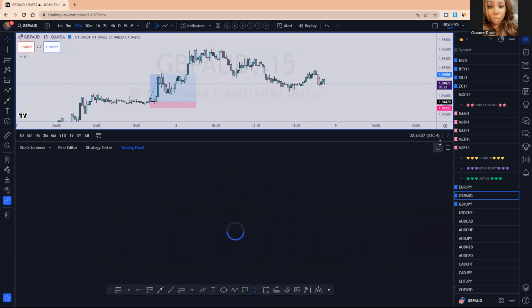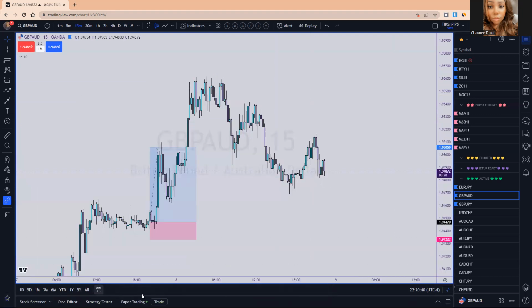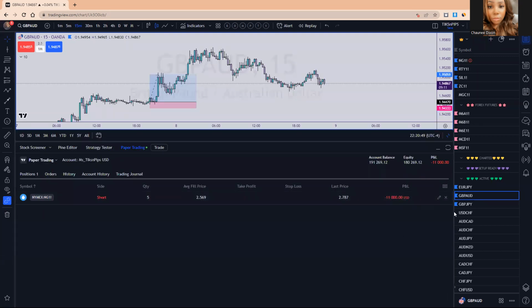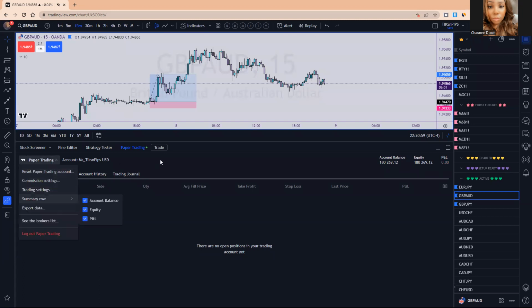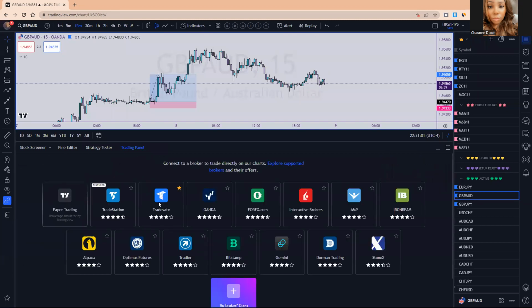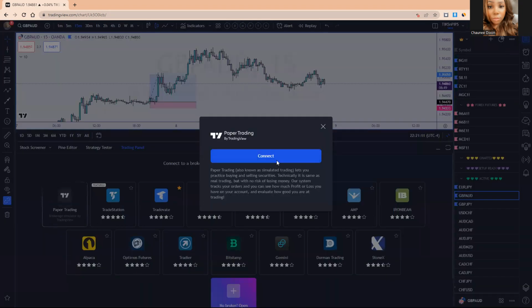Okay. If you come down to this little area at the bottom, it says Stock Screener, Pine Editor. You want to come all the way to the right of that bar. There's a little arrow. You want to click on that. Oh, I must have forgotten about this paper trade. Don't judge me off of that. When you come to the trading panel, it's going to have all of these little squares, and you just click on Paper Trading by TradingView. It should be the first one.